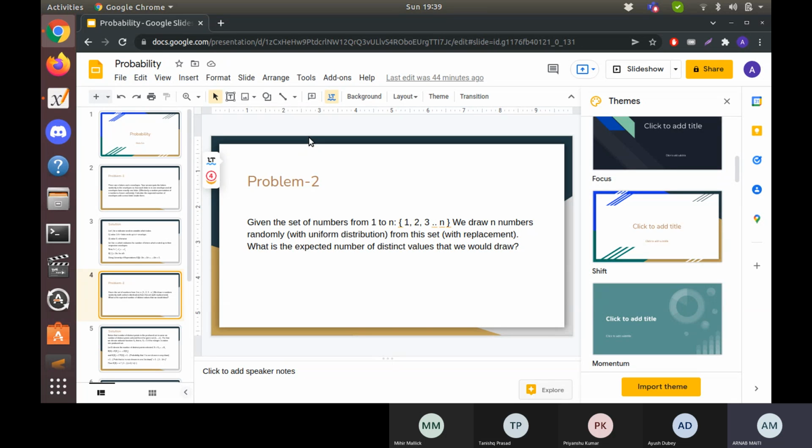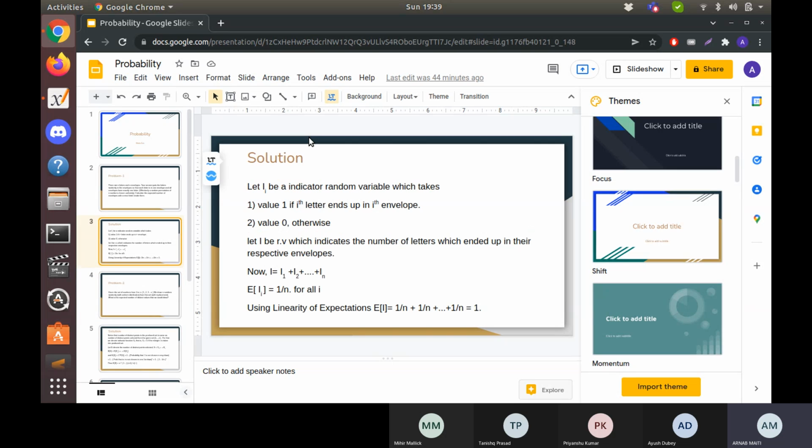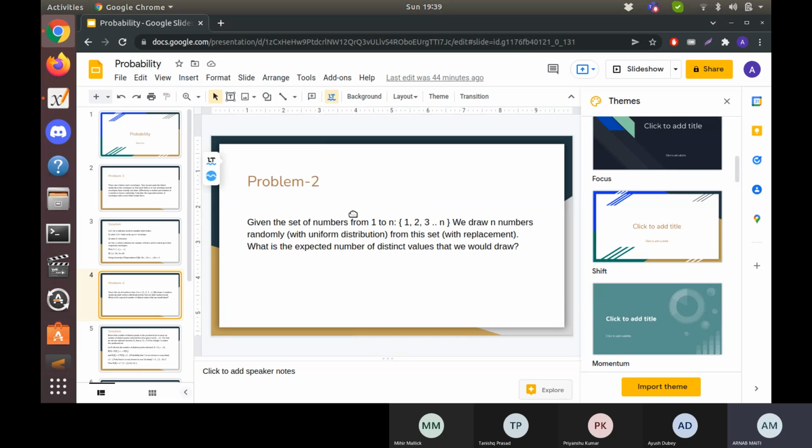So just try this question. At least try to come up with this kind of equation, which I was mentioning here. You need not solve it, just try to come up with such an equation. I'll wait for 2-3 minutes, and then we'll have the discussion on this problem also.